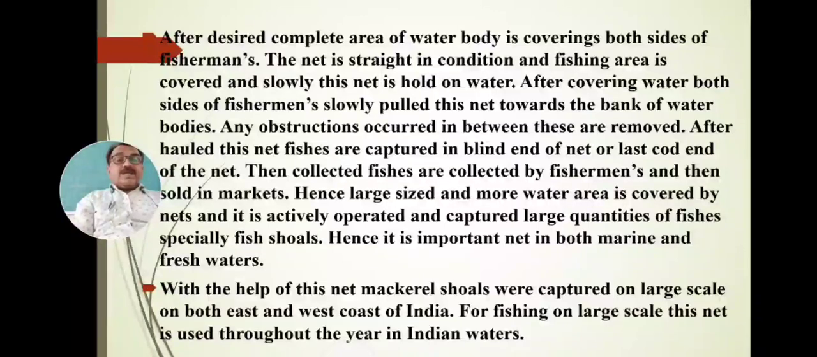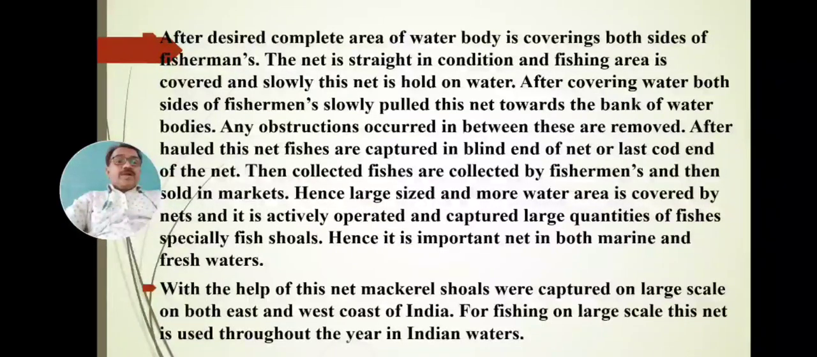and then sold in the market. Hence, a large size and more water area is covered with the help of this rampan net, and it is actively operated. Fishermen continuously engage in operating this net and capture large quantities of fishes, especially large shoals, that may be mackerel, sardine, tunas, herrings, salmons, or any other fishes in seas, or especially in hilsa fishery in lagoons, especially Chilka Lake and Pulikat Lake. With the help of this rampan net, fishermen can catch a large quantity in one operation, near about 2 tons, 3 tons of fishes, captured at a time, and all these captured fishes they can land on the ships or the boats.